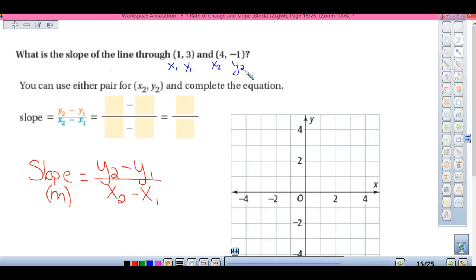Okay, so now we just plug in numbers. What is my y2? Negative 1 minus y1, 3, divided by x2, 4, minus x1, 1. So what do I get on top? Negative 4 over 3. Can that be reduced? Oh, so my slope is negative 4 over 3.